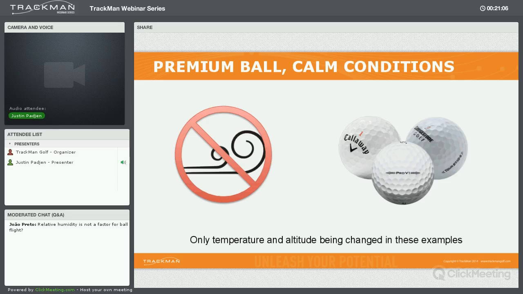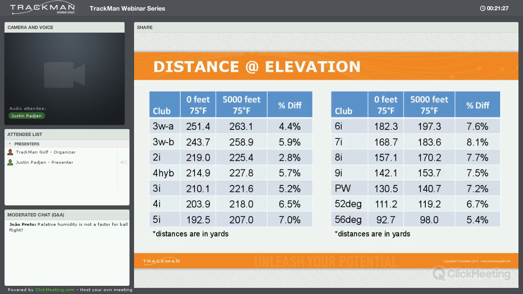So again, I know I keep repeating this, but just so that we're all clear, normalization is considering a premium golf ball as far as the aerodynamics, and under calm conditions. So all of the examples that I've been looking at use premium golf ball aerodynamics under calm conditions. So we were just looking at how altitude and temperature affect the ball flight.